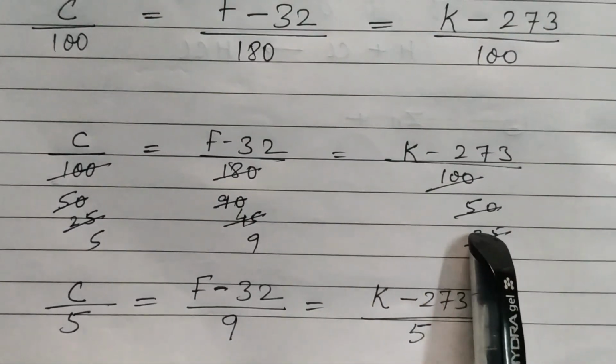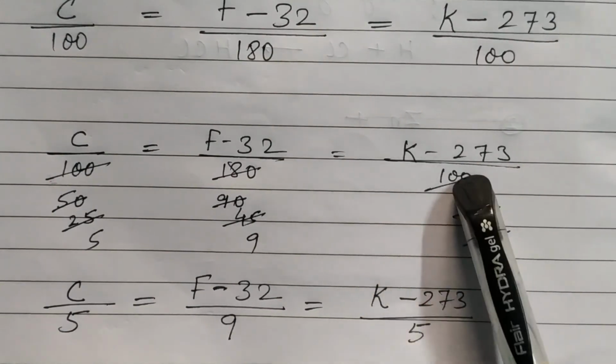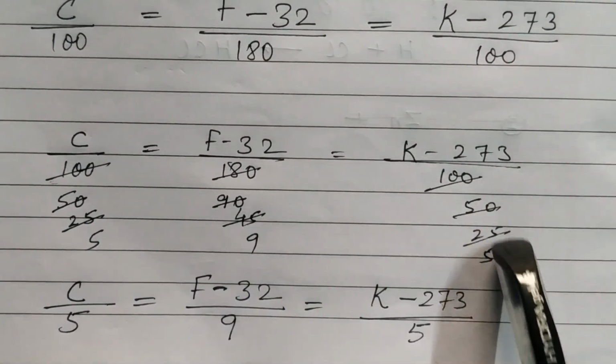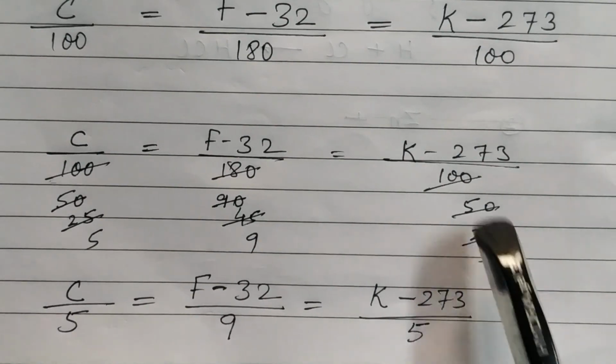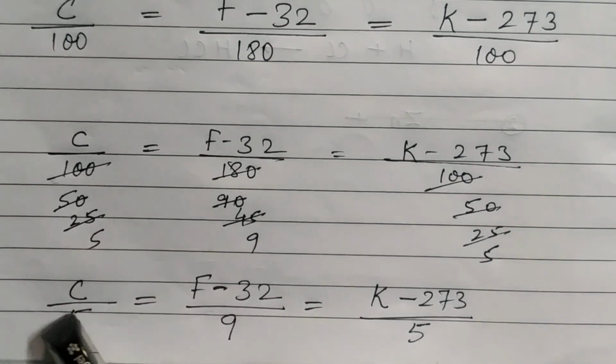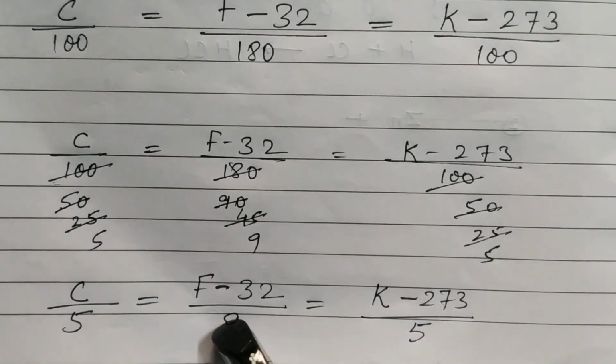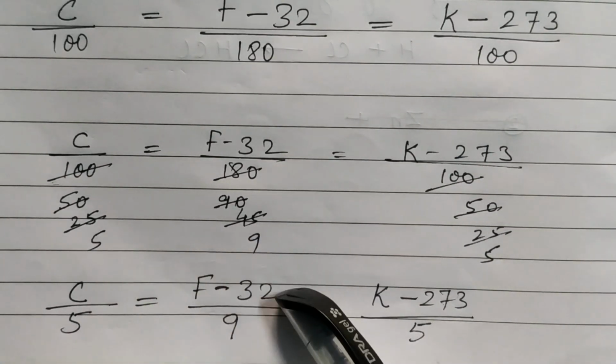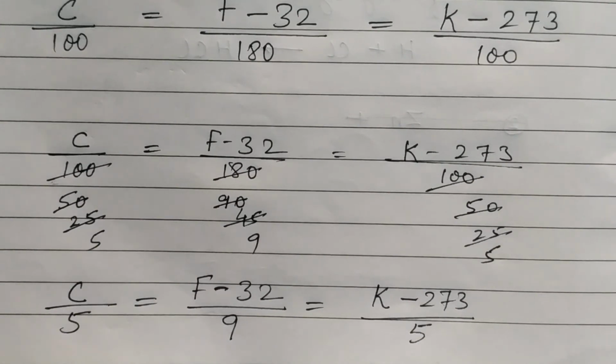In the same way here also we can do this. The 100 is simplified and we get the value 5. So the final value we get is (K minus 273) upon 5. This is one more formula simplified from the above formulas. Whichever is easy for you, you can apply that formula for converting degrees Fahrenheit into Celsius, or Celsius into Fahrenheit, or for converting into the Kelvin scale.